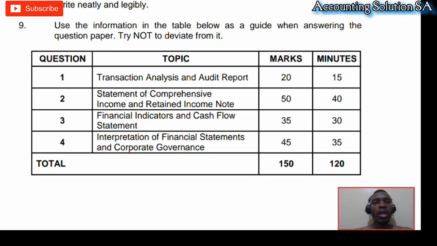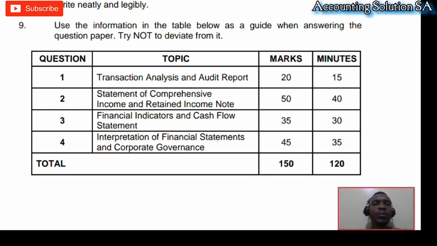Okay, then under financial indicators, guys, as you know, your formulas will be provided. What we have to know is just to check the previous question papers on how they answer financial indicators, how they calculated financial indicators. I have videos that I did in which I was doing financial indicators as well as the cash flow statement.